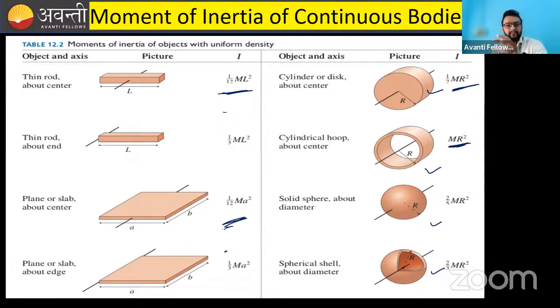Keep these things in mind, because on the next slide we are going to use these formulas. I think this is clear to you. Now moving further. You can pause the video here and write these things down, because we will use these. Solid sphere has a moment of inertia 2 by 5 MR square, and hollow sphere has a moment of inertia 2 by 3 MR square. Clear? Here R is the radius.